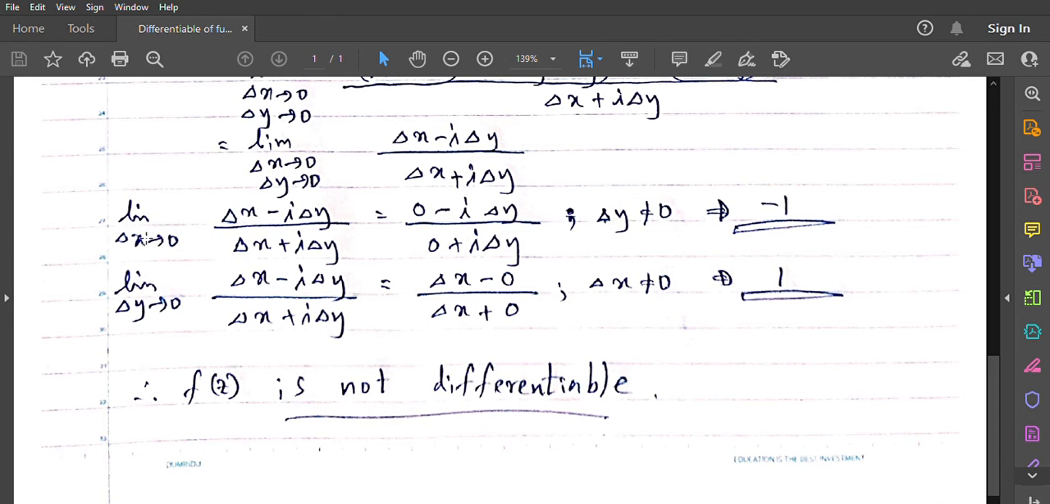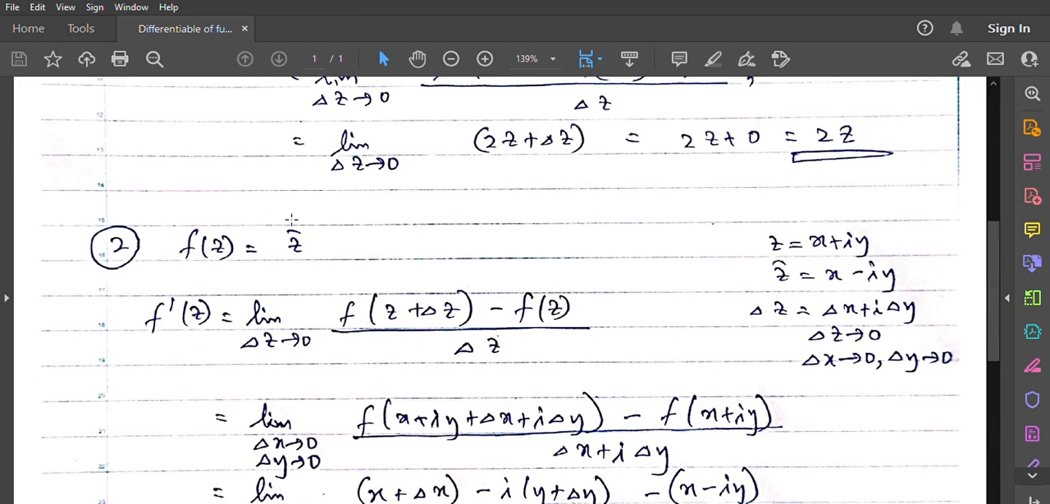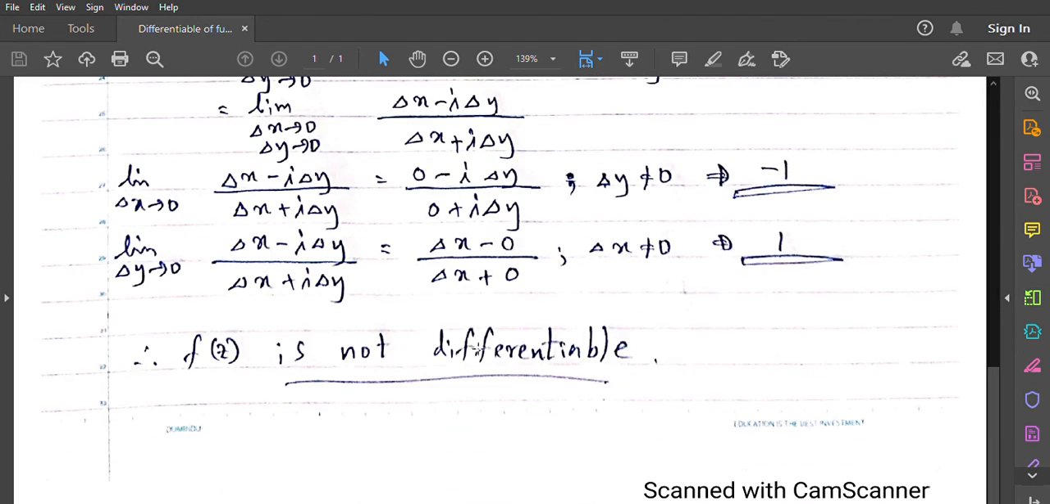First, take the limit as delta x tends to 0 with delta y as it is. So when delta x equals 0, we get minus 1. And for the limit as delta y tends to 0, with delta x as it is, we get 1. So minus 1 and 1 are not equal. So this function is not differentiable.